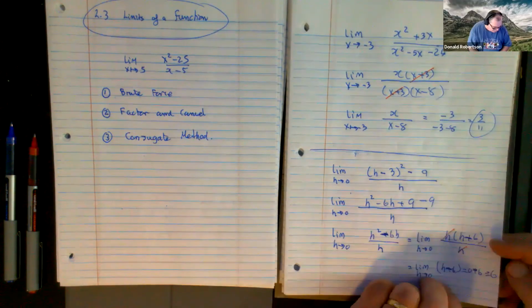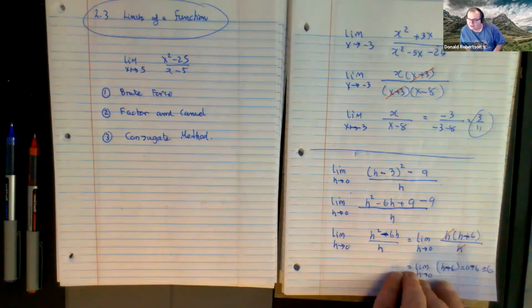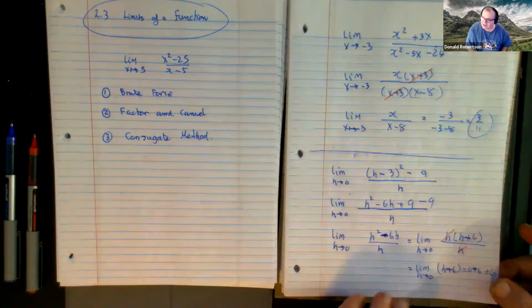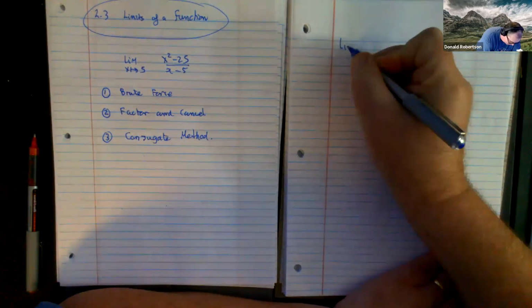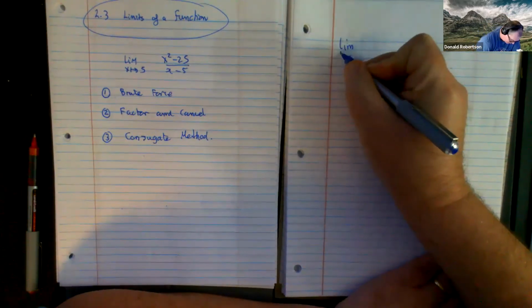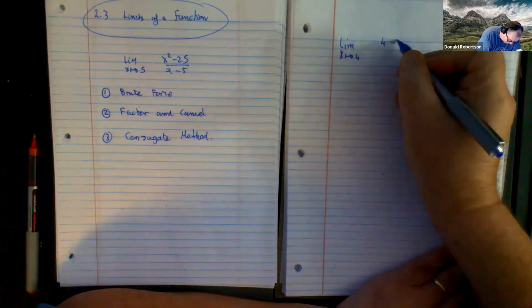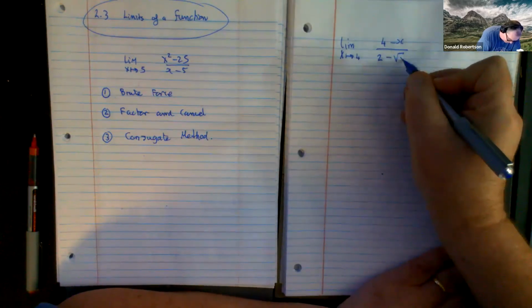Do you think it's time we had a look at a question that was a conjugate method? Because we've never shown you one yet. I'll probably do some more factor and cancels, but let's show you a conjugate method because I think you've waited too long for it. So here's an example of one. It's the limit as x tends to 4 of 4 take away x over 2 take away the square root of x.